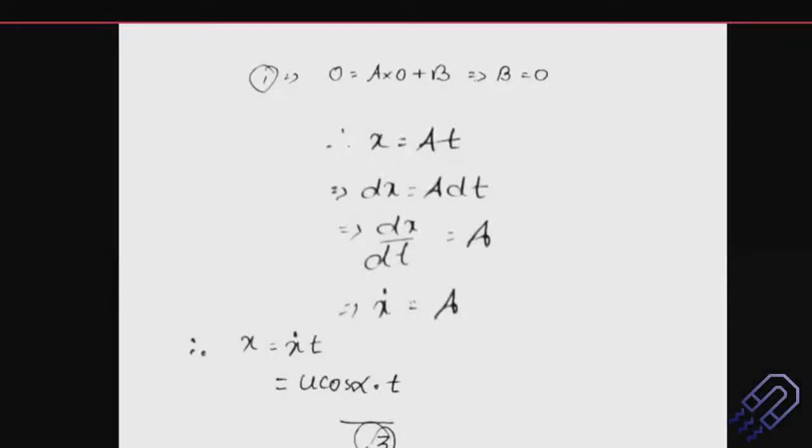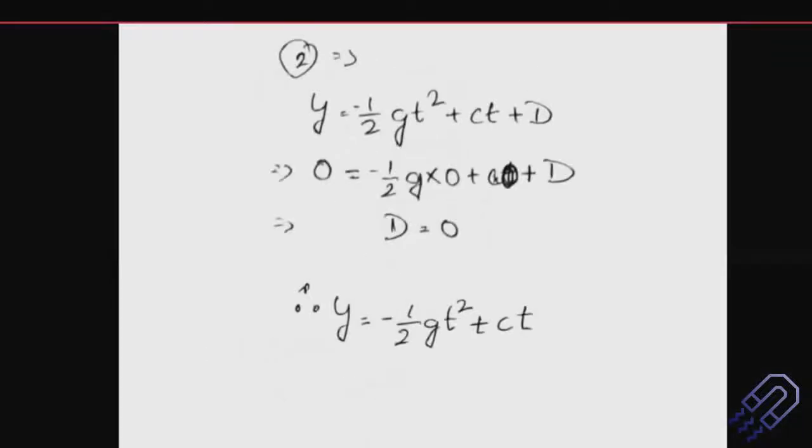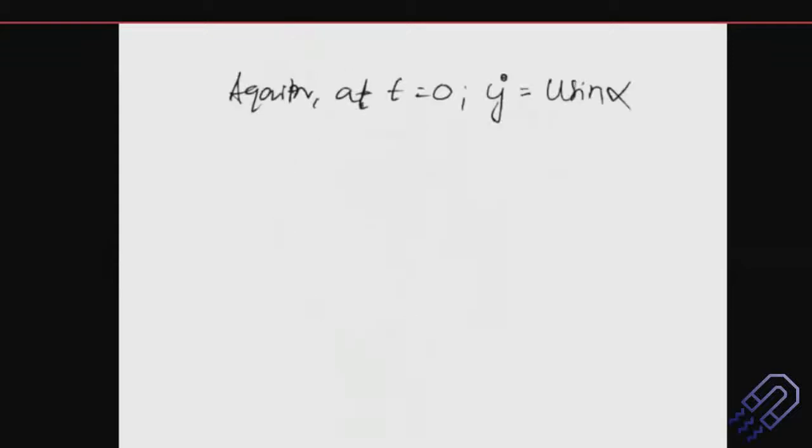Okay. Next, the second equation, y is equal to minus half gt square plus ct plus d. Okay, so y is 0 at the origin again, t is 0, we can put the values, we get d is equal to 0. Now we are left with only c. We are going to do the same thing. We are going to take again t is equal to 0. We know y dot is equal to u sine alpha. So we can just do the differentiation. Okay. If you look into this, this is y, not y dot.